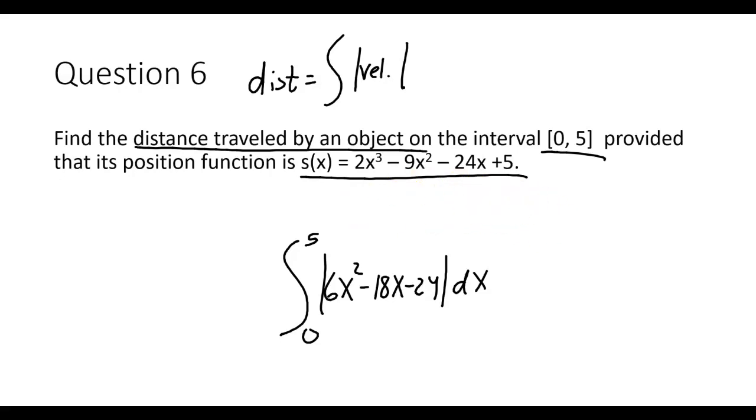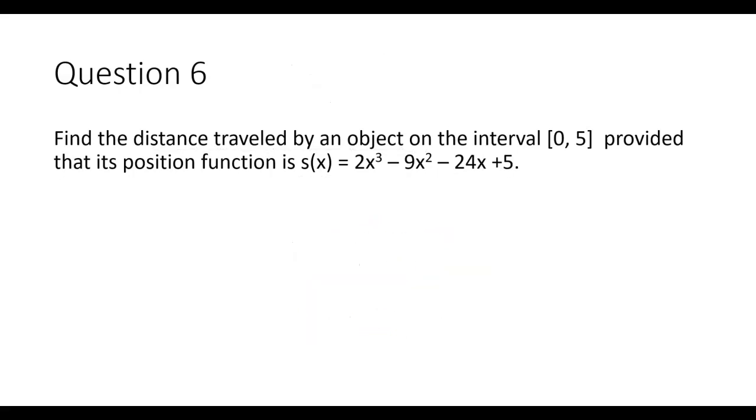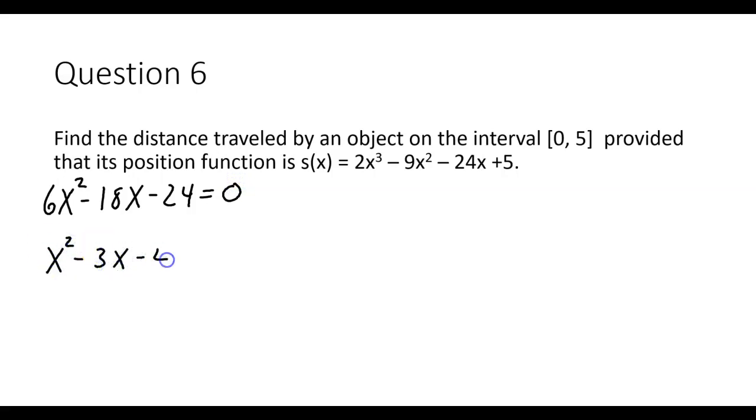So when you have an absolute value function, the first thing that you need to do is change it into a piecewise function. The way that you do that is you take your equation and you set it equal to 0. Now notice all three of these numbers can be divided by 6, so I'm going to divide all of them by 6 so I have an easier equation to work with.